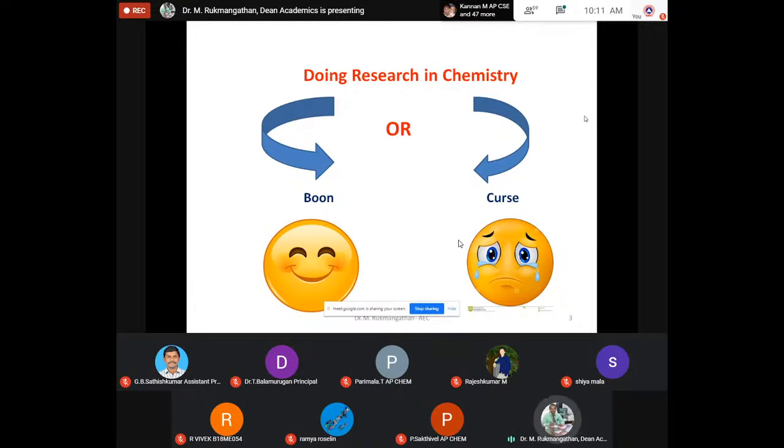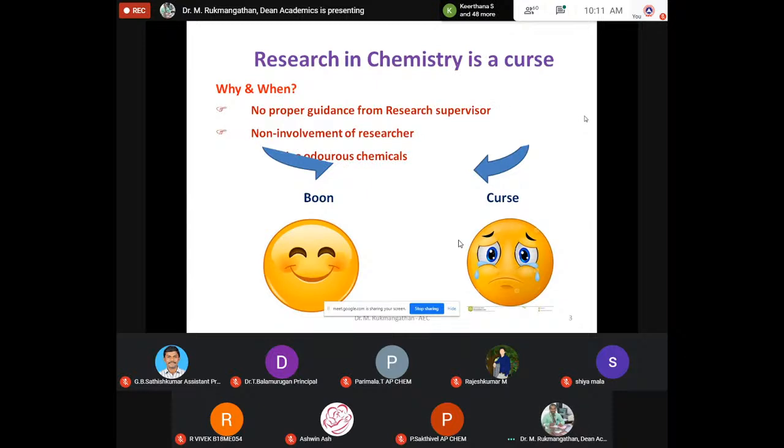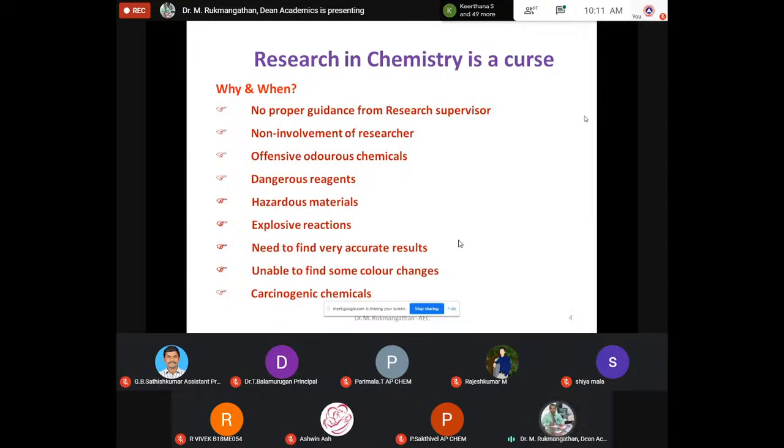Whether doing research work in chemistry related areas is a boon for us or a curse for us. Some of the people may feel that doing research work in chemistry related areas is a curse. What kind of people will feel that doing research work in chemistry related areas is a curse? If a research scholar is not having any proper guidance from the research supervisor, if the research scholar is not having any personal involvement towards his research, then he may feel that doing the research work in chemistry related areas is a curse for his life.